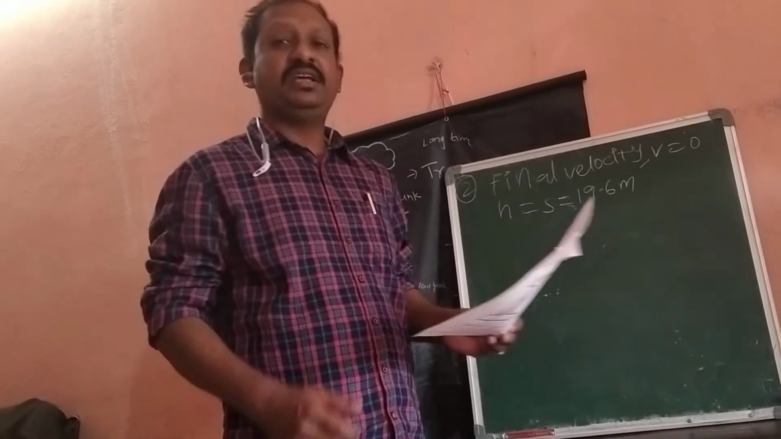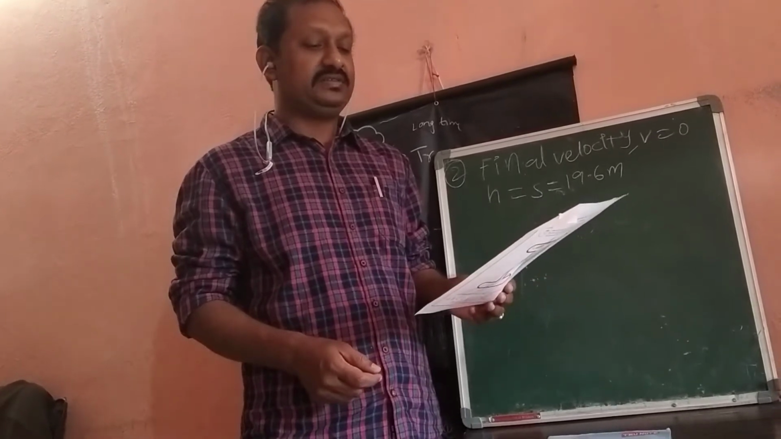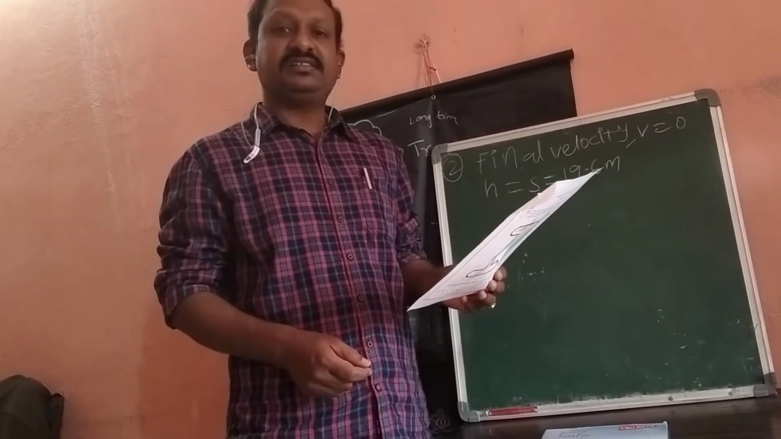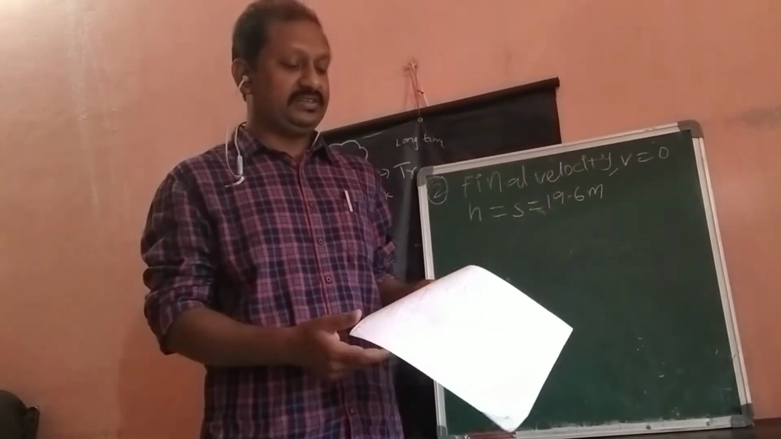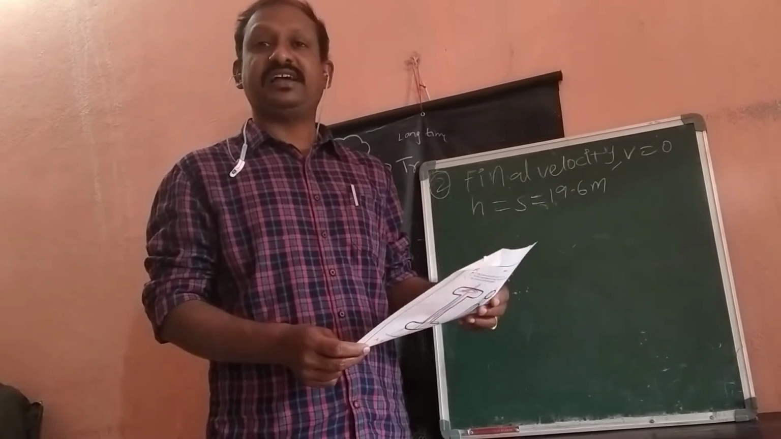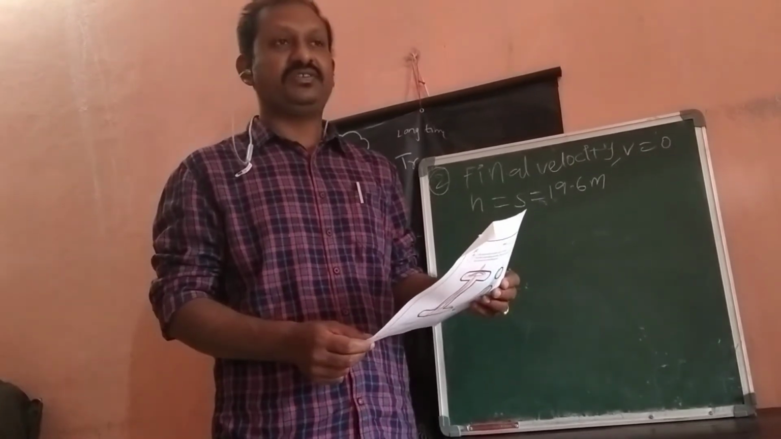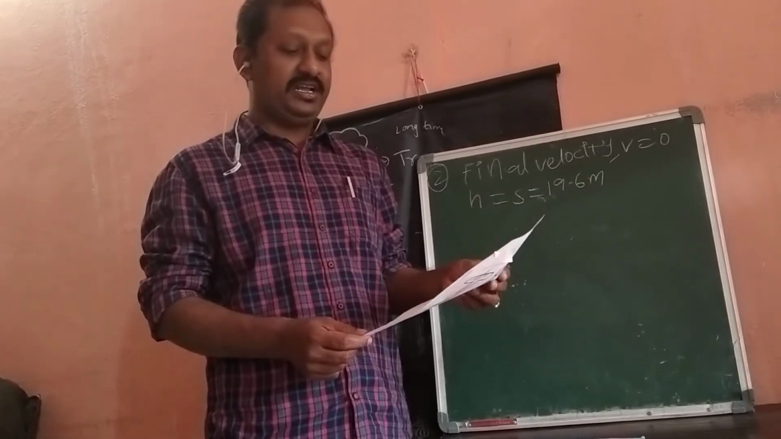So here is the second question. When a ball is thrown vertically upwards, it goes through a distance of 19.6 meters. Find the initial velocity of the ball and the time taken by it to rise to its highest point. So this is the question. Acceleration due to gravity, small g, is equal to 9.8 meters per second squared.